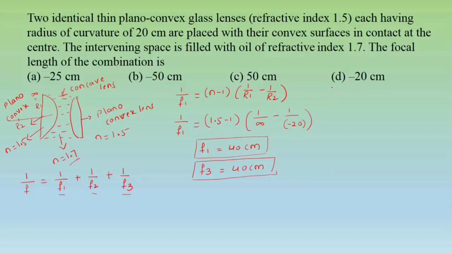Now again I am going to use the same equation. 1 by F2 equal to n minus 1, 1 divided by R1 minus 1 divided by R2. So the same equation we can use here. So n is the refractive index of the concave lens which is made of oil, that is 1.7 minus 1 into 1 divided by R1 minus R2.